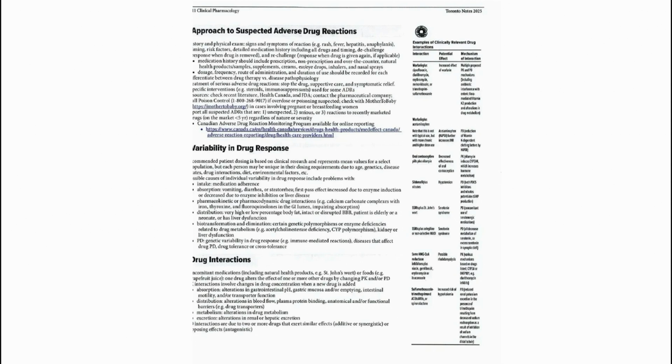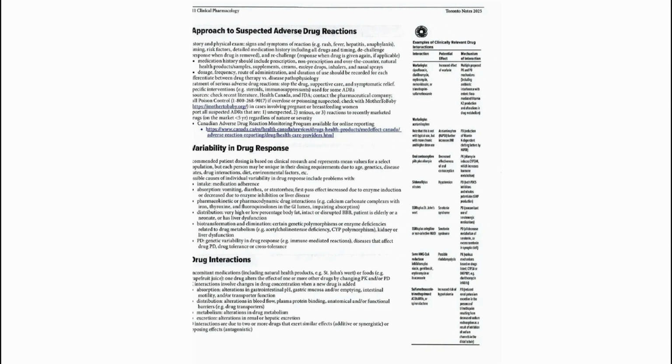Let's begin with the approach to suspected adverse drug reactions located at the left of the page, at the top left of the page. Whenever a patient develops unexpected symptoms after starting a medication, the first step is obtaining a thorough history and physical examination. Look for clinical signs such as skin rash, fever, hepatitis, anaphylaxis, and any other symptoms that appeared after the drug exposure.